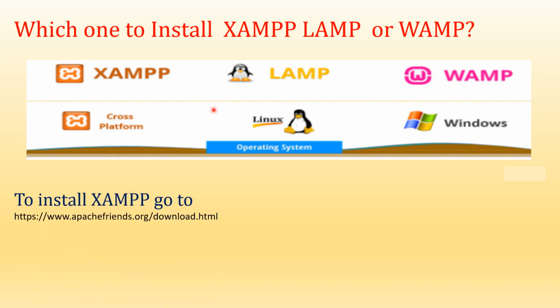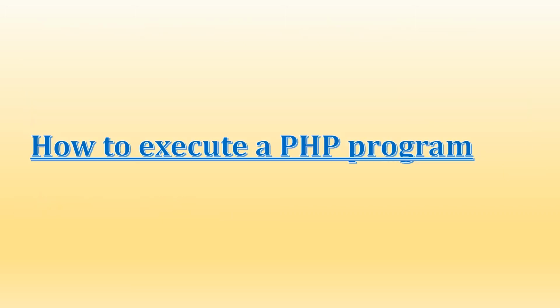To download XAMPP, you have to go to this site. It is already mentioned in your textbook. Select your XAMPP version for Windows and go step by step to install it. Students, if you don't want to download it, you can just know how to execute the program. I'll be showing how to execute a PHP program.